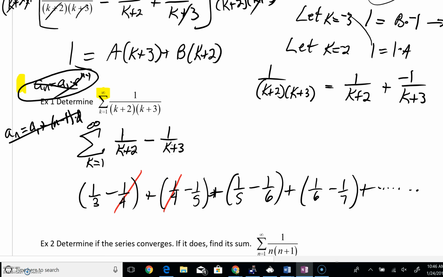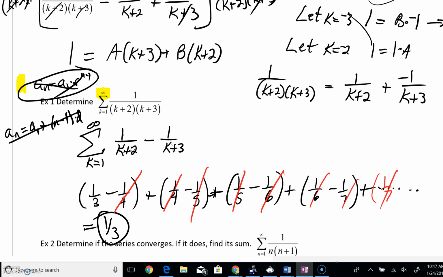Canceling. Look at that, negative 1/4 plus 1/4. Look at this, you got a minus 1/5. That's going to cancel with that 1/5. And this negative 1/6 is going to cancel with that. And it's just going to keep going and going. Hey, this 1/7 is going to get canceled out. Wow. What do you think we're going to wind up with for an answer? 1/3.